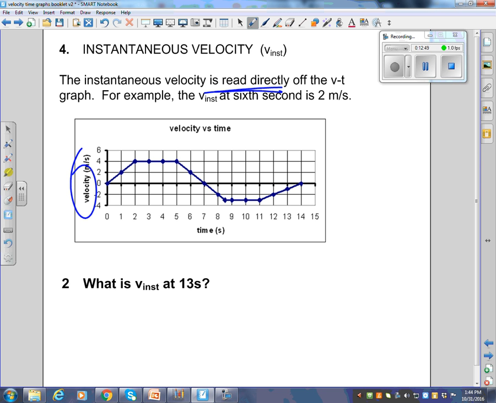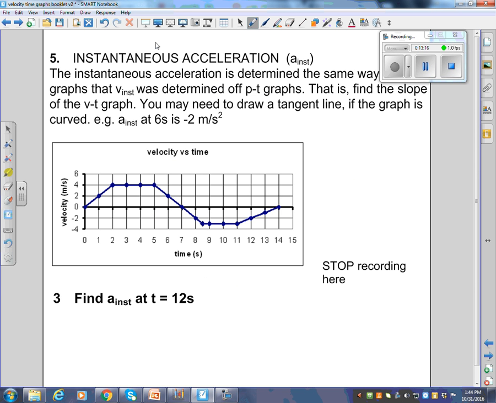So for example, the v-inst, when t is equal to 6, the 6th second, is right there. Read it off the graph. When t is equal to 6, the velocity is equal to 2. What is the v-inst at 13 seconds? -1, right. Got it? V-inst. What if you're asked to find instantaneous acceleration?